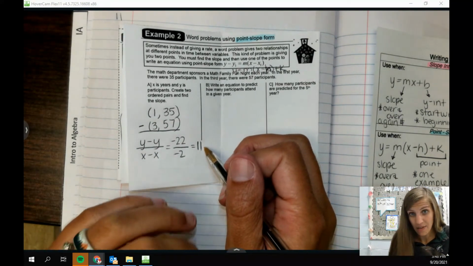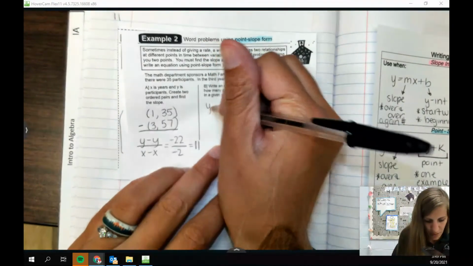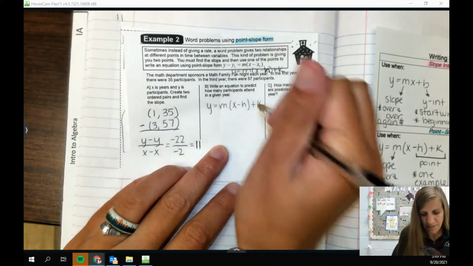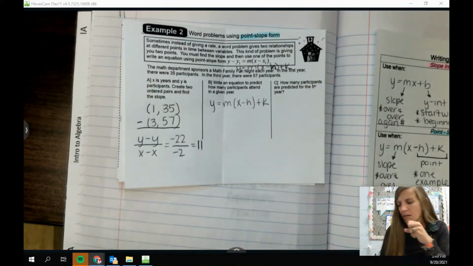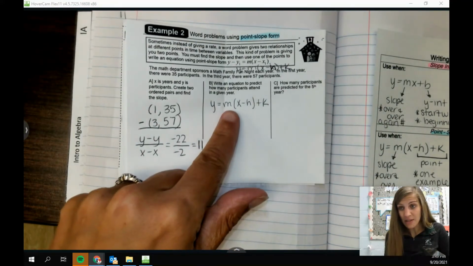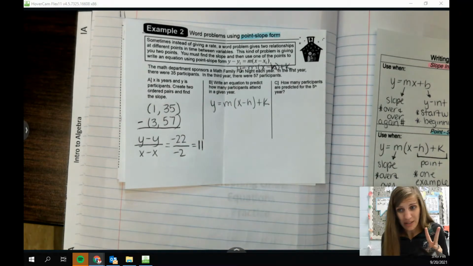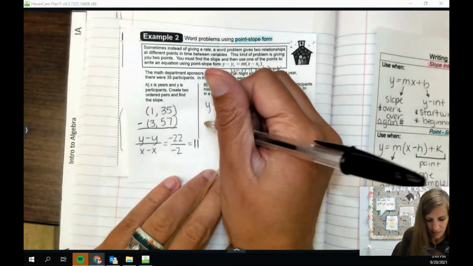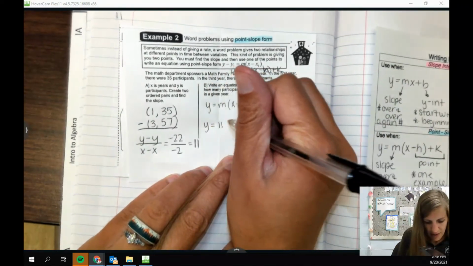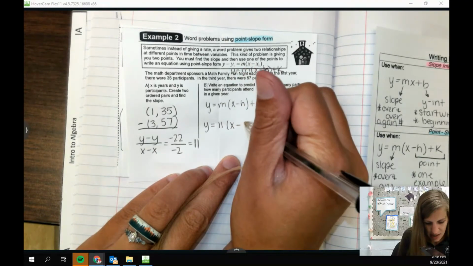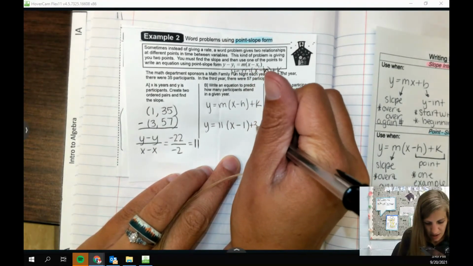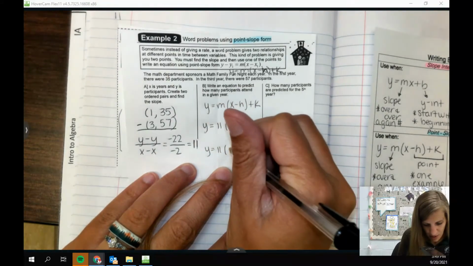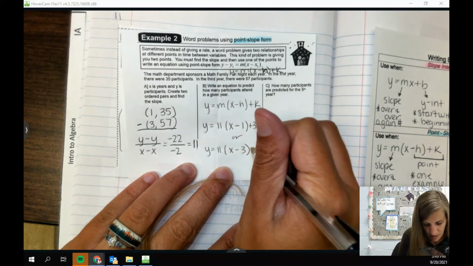And now that I have that slope, I can write this in point slope form, so that y equals m(x minus h) plus k, excuse me, because I have the slope. And I really have 2 points that I can pick from. I can pick the first year or the third year, either one. So y equals 11(x minus 1) plus 35. Or I could have written it y equals 11(x minus 3) plus 57.